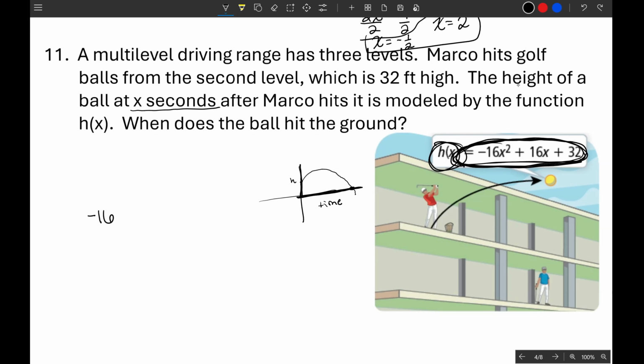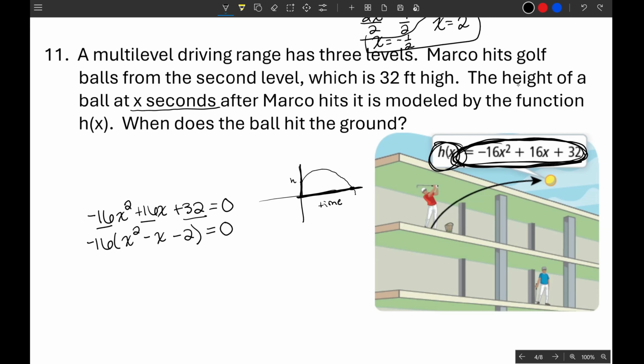So I'm going to take that equation, negative 16x squared plus 16x plus 32, and I'm setting it equal to a height of 0. Now, in order to solve for the time, I have to factor. Well, I see that I have a negative 16, a 16, and a 32. All of those divide by negative 16. Now, I could choose to factor out a negative 16. That would give me x squared minus x minus 2.